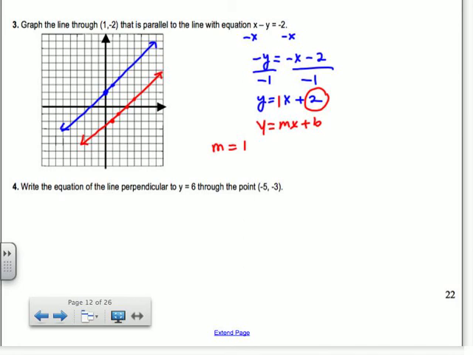All right, number 4, write the equation of the line perpendicular to y equals 6 through the point (-5, -3). I always put these questions on the test, and people always mess them up. It's supposed to be easy. I promise I'm not trying to trick you. So y equals 6. So think about what y equals 6 looks like.